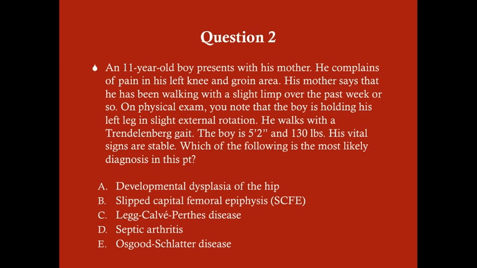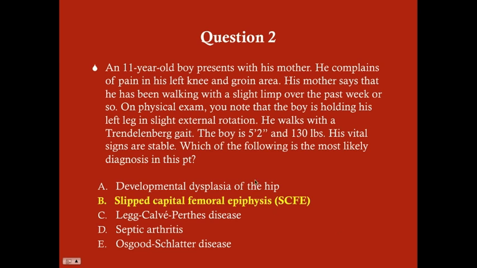And the answer to this question is B. Slipped capital femoral epiphysis, otherwise known as SCFE. So this is a young boy. He's 11 years old, which is kind of on the older end to develop SCFE, but it is quite possible.